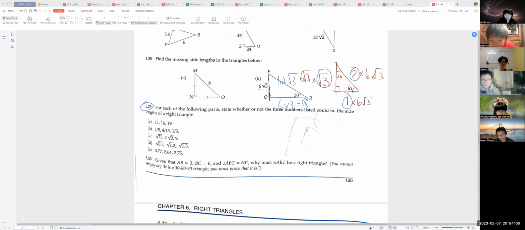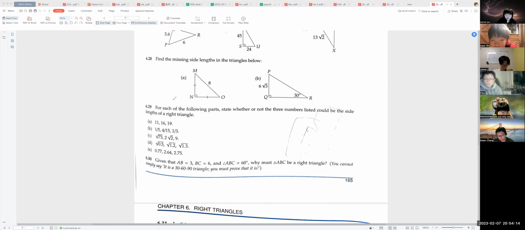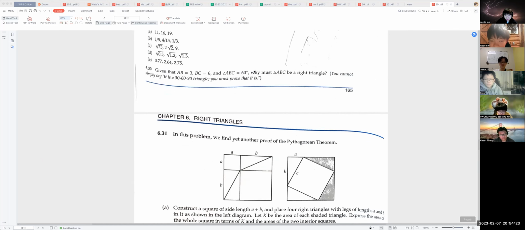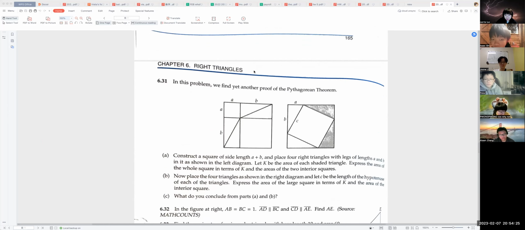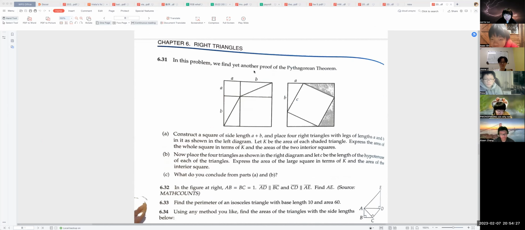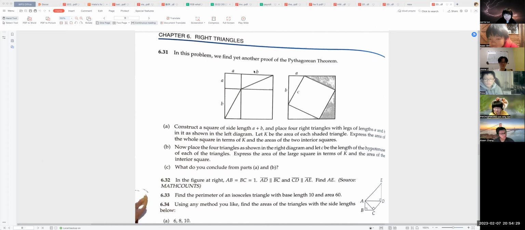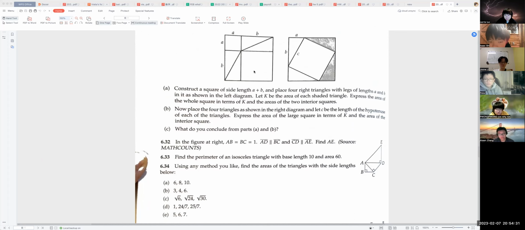And 6.29 is find out if they are right triangles. There are some different ways you can just calculate them, okay? So I'm not going to spend time on that. 6.30 is fine, so we don't have to do it. And 6.31 is just telling you the different ways to prove the Pythagorean theorem, so we just skip it.